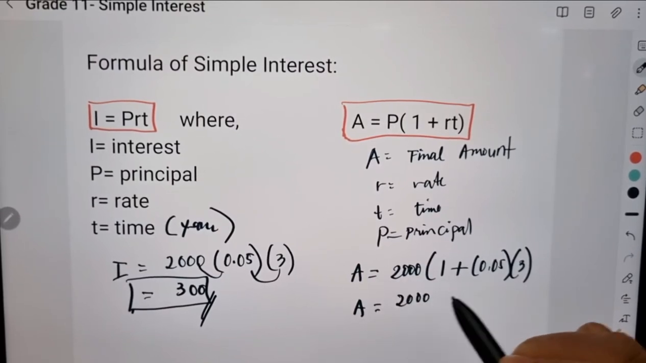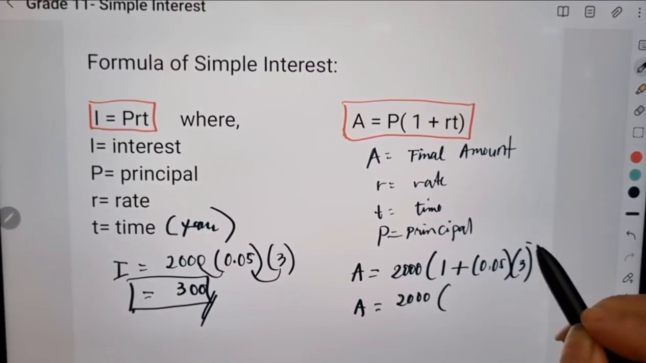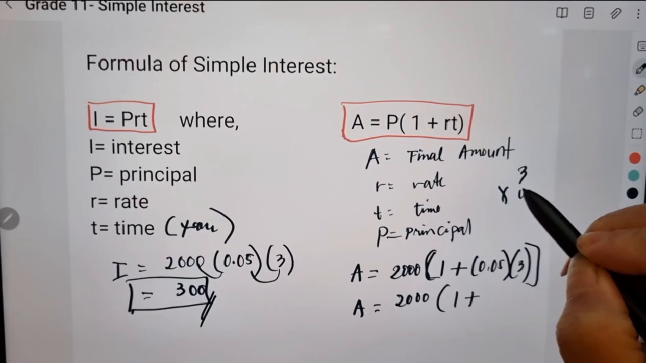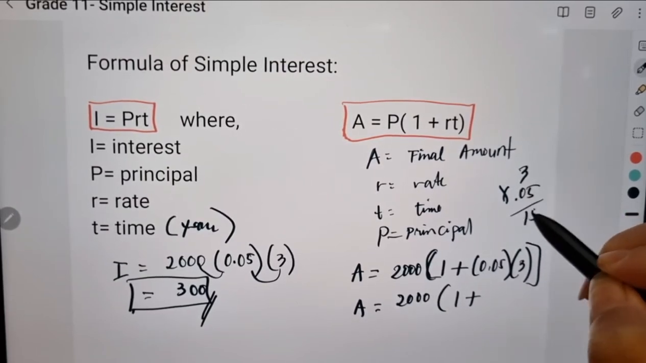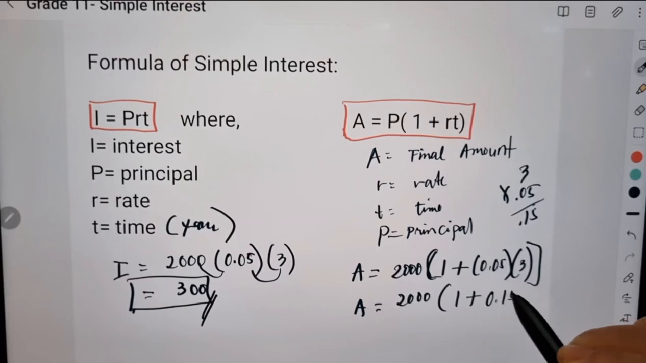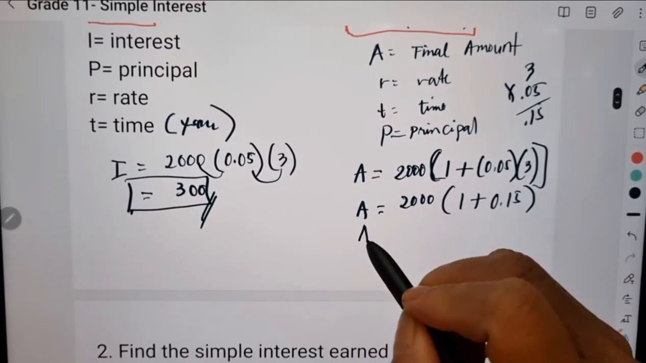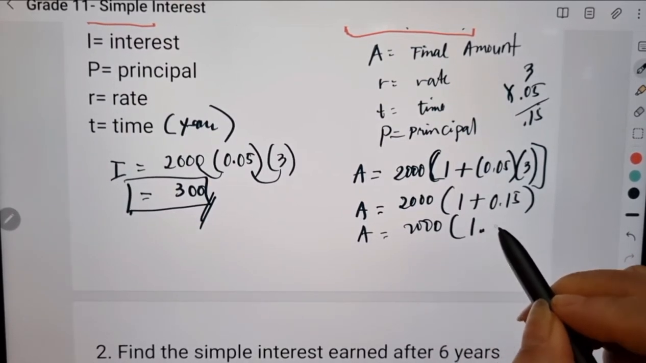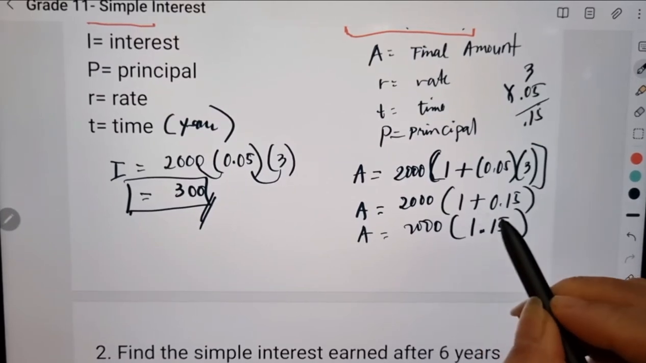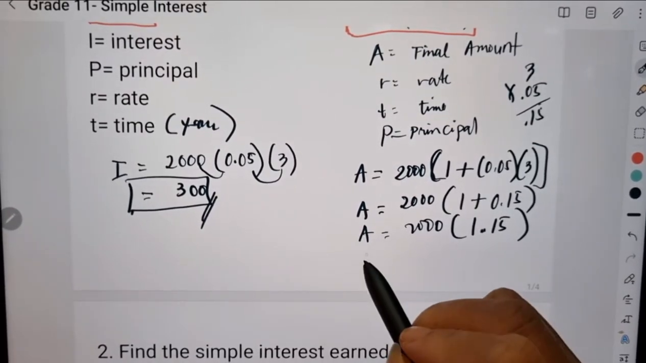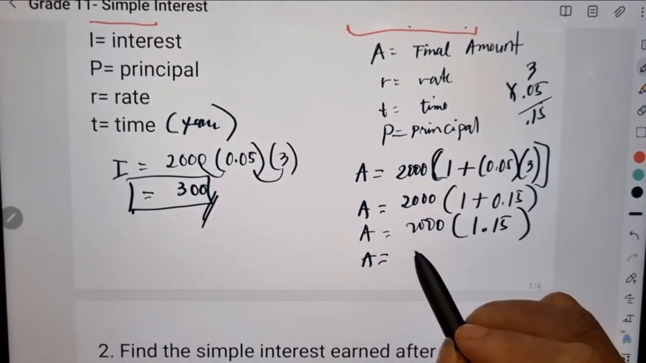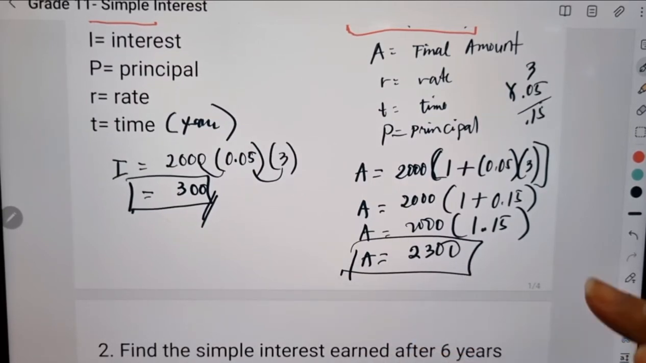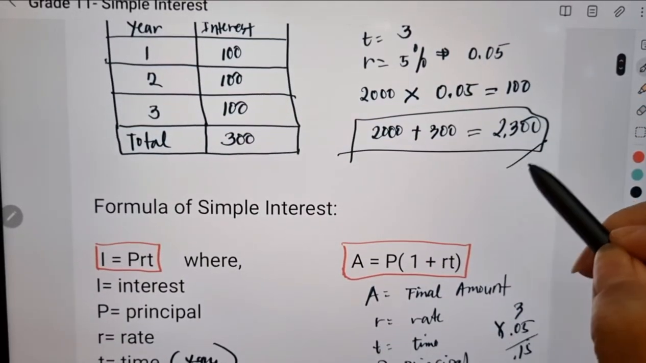So, copy muna ito. So, ito, multiply natin muna itong dalawa. So, magiging 1 plus, ito ay 3 times 0.5, that is 0.15. Okay? So, ngayon, that is 2,000. Magiging 1.15. 1 plus 0.15, that is 1.15. Then, multiply nyo lang ito. Okay? Multiply nyo lang yan. Ang magiging result dyan is 2,300. Yun na ngayon ang total amount na makukuha mo dyan.